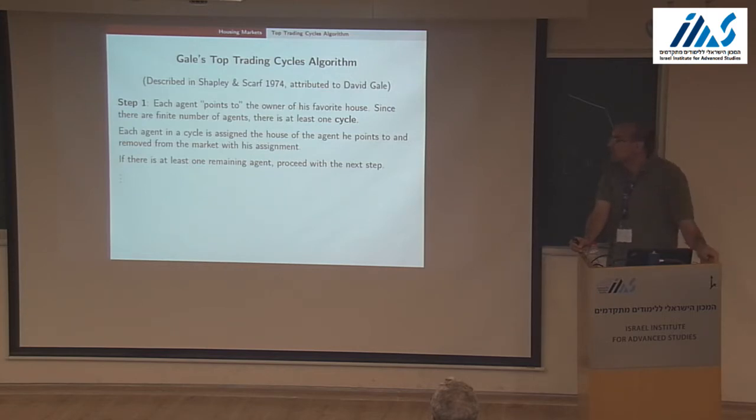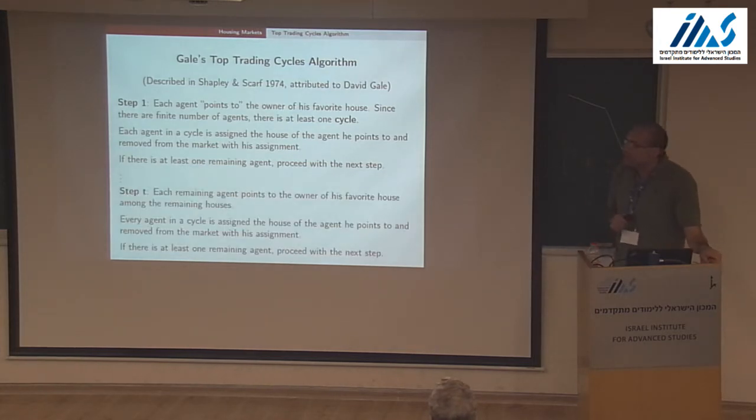Cycles can involve more than two agents. There can be more than one cycle in a given step, but each agent is in at most one cycle in any given step here. Okay, so what we do after the conclusion of step one, we remove all of these top cycles. If there is at least one remaining agent, we'll proceed with the next step. So in the generic step, every remaining agent is going to point to the owner of his favorite house among the remaining houses. Every agent in a cycle is assigned the house of the agent he points to and is removed from the market with his assignment. And we continue so long as there is one agent remaining. Okay. So this is TTC, and like a serial dictatorship, TTC has some very nice properties.